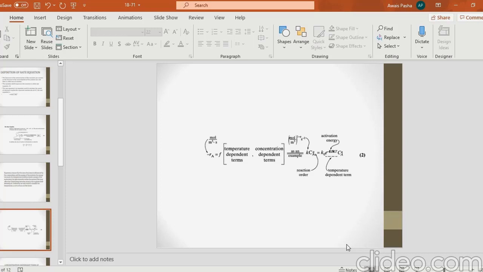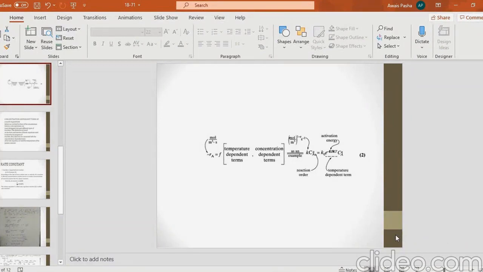Rate of reaction is a function of temperature dependent terms and concentration dependent terms. The rate of reaction of A can also be written as k CA to the power a, where k is the temperature dependent term, which is also the rate constant, and we know that the rate constant depends upon the temperature, and C is the concentration dependent term, and a is the order of the reaction.